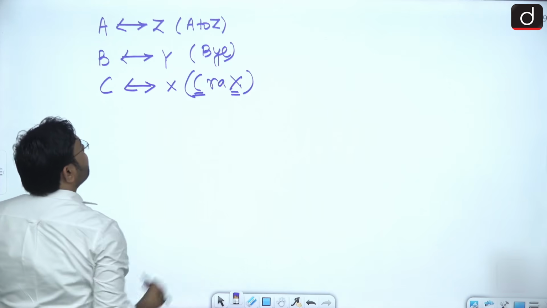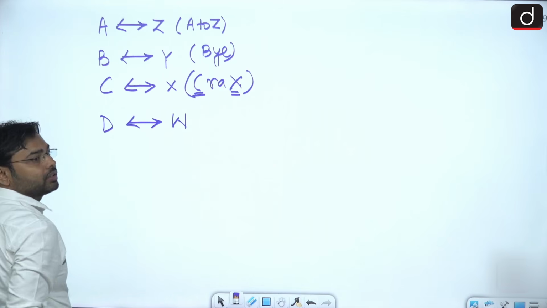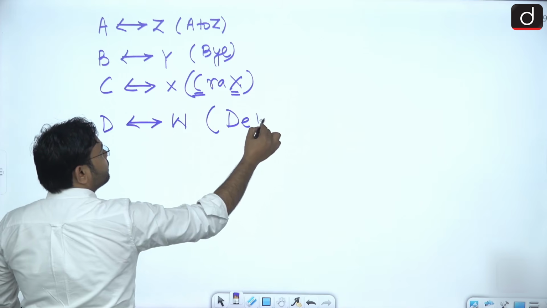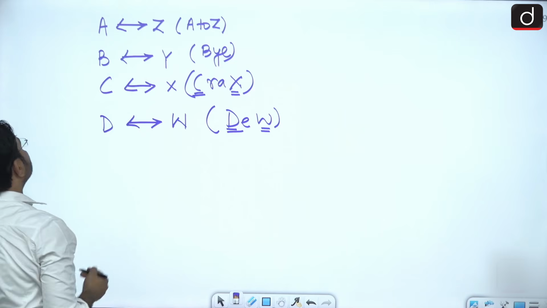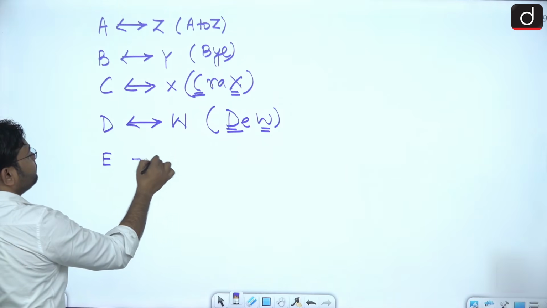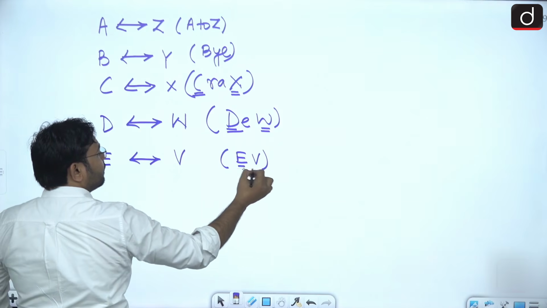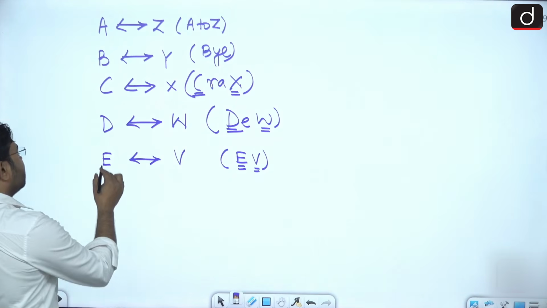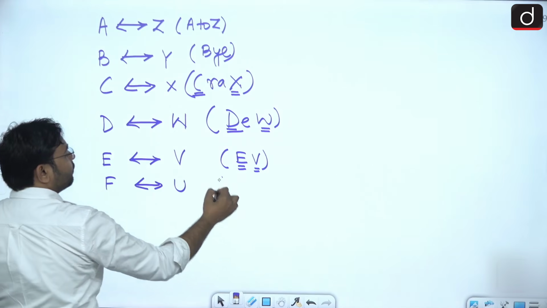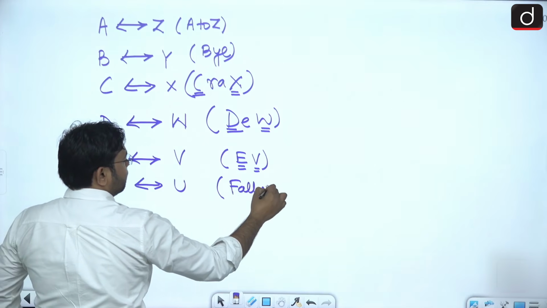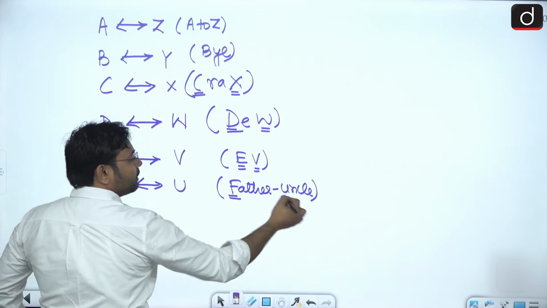Opposite to C is X. Opposite to D is W, Mountain Dew. Got it? After that, E. EV, electric vehicle. Got it? Then F. FU, father, uncle. F is opposite to U.